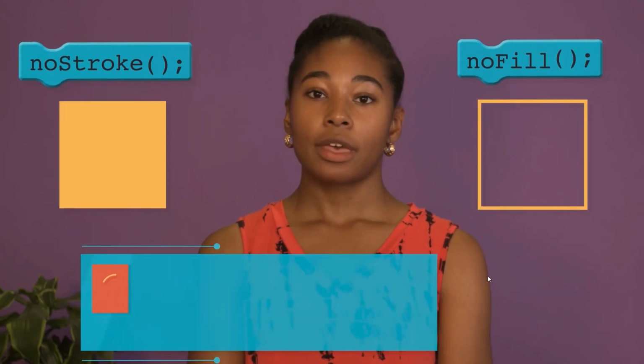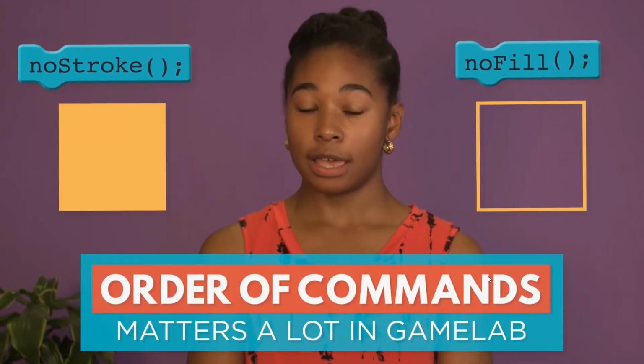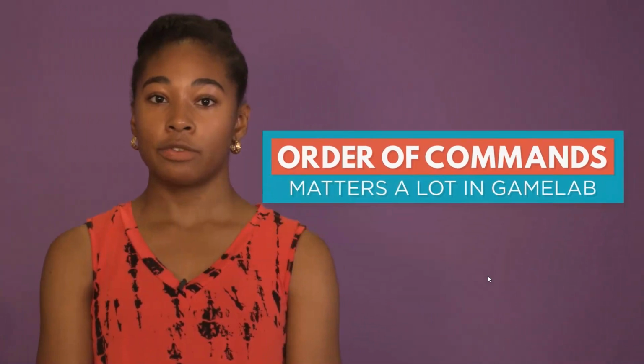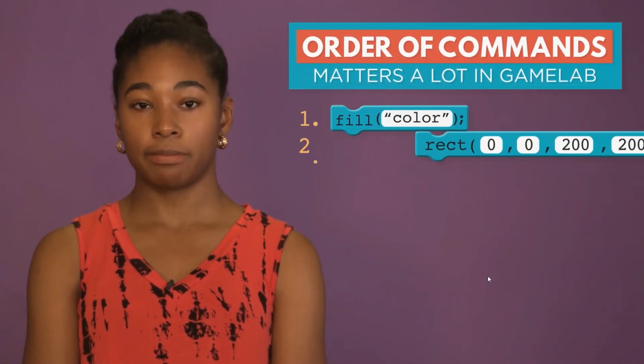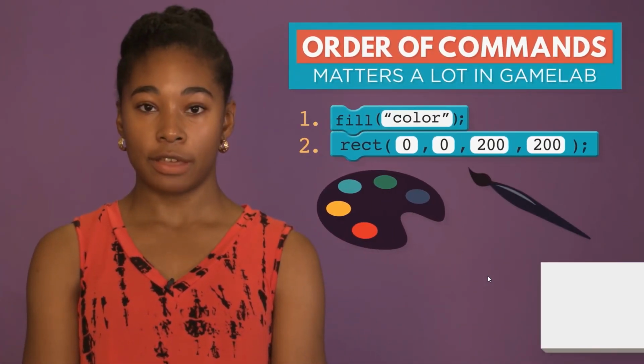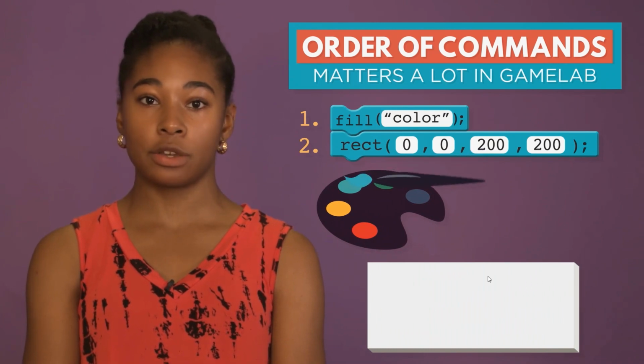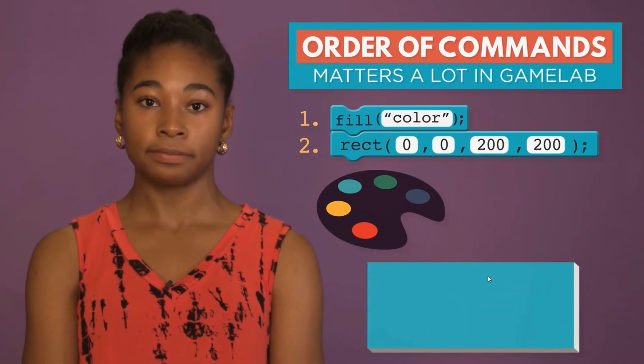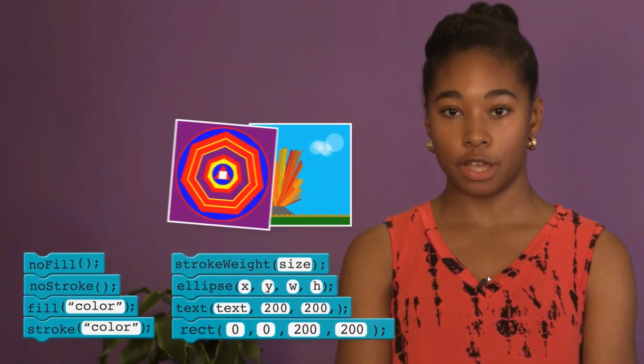If you don't want your shapes to have a stroke or fill, you can use the no stroke or no fill commands to make it so. The order of commands matters a lot in GameLab. You need to change the color of your stroke or fill before you draw the shape. If you were drawing or painting in real life, this would be like dipping your paintbrush into your palette before drawing on the canvas. There's lots of other commands you can use to create interesting and complex drawings.